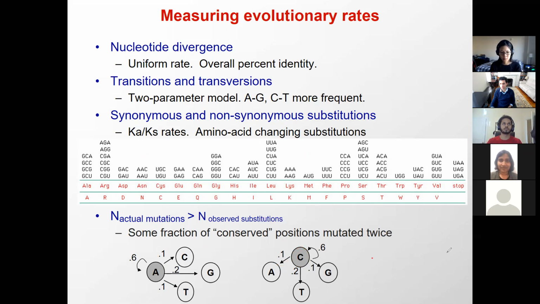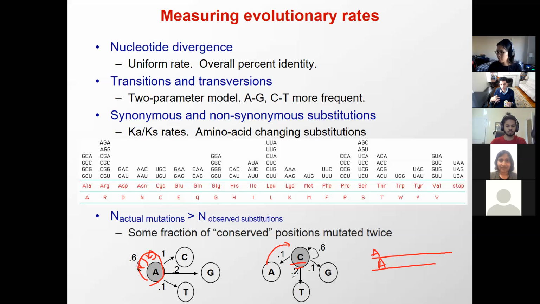So if I look at my alignment and I see, oh, great, in that species I have an A, and in that species I also have an A, I have to say, well, some of the time, that's going to be because I chose this 0.6 path multiplied by 0.6 path. And that's, of course, a much more likely path. But there's a non-negligible probability that, in fact, I chose the path from A to C and from C back to A.